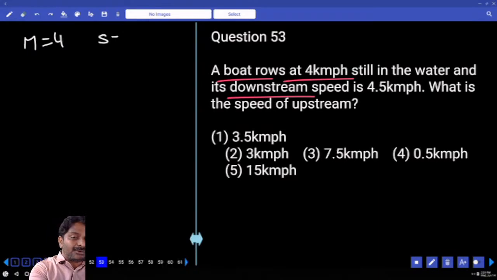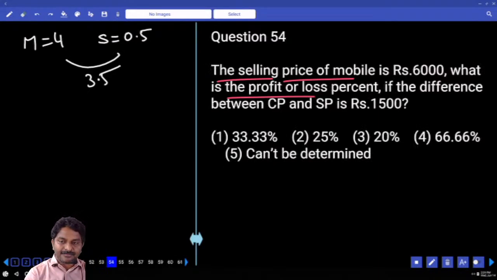Then S is equal to 0.5. What is the speed of the upstream? You are asked to calculate upstream speed. M minus S. Answer: 3.5.